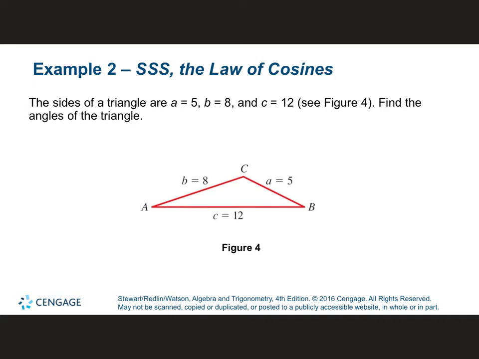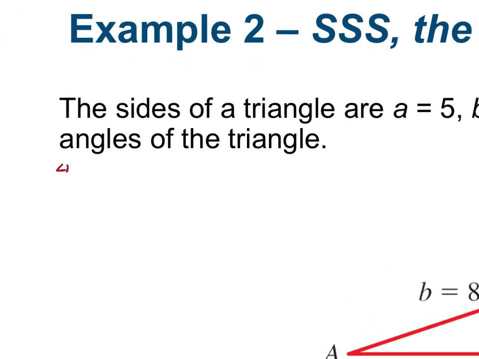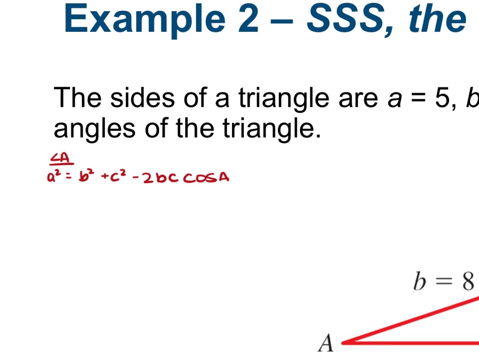So let's say we want to find angle A. I'm going to use A squared is equal to B squared plus c squared minus 2 times b times c cosine A. We said that A is 5, so that's 5 squared. B is 8, so that's 8 squared, plus c squared, which is 12 raised to the second power, minus 2 times b, which is 8, times c, which is 12, cosine A.